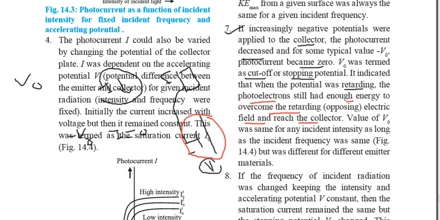Then the value of V0 was the same for the incident frequency as long as the incident frequency was the same. Means the value of cutoff voltage V0 was the same for any incident intensity as long as the incident frequency is the same, but was different for different emitter materials. So this will depend on different emitter materials. Like we saw in the last observation, voltage V0 completely depends on the metal which is used for the emitter plate manufacturing. So that is the 7th observation from the experimental setup.